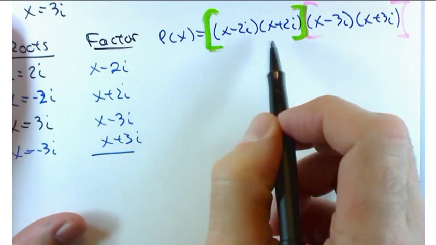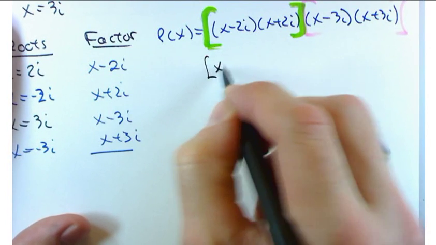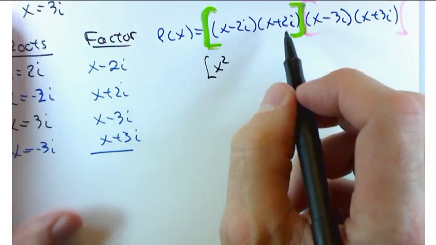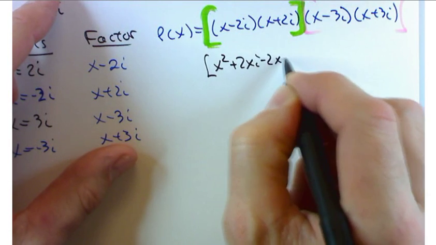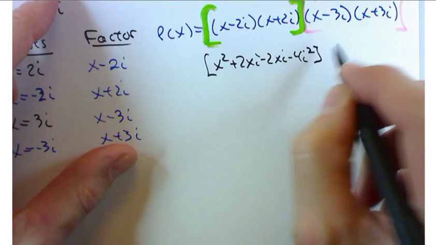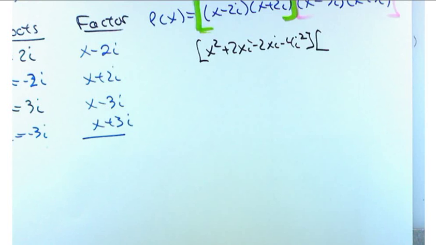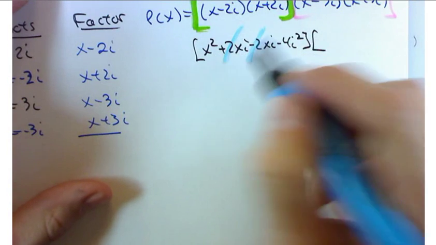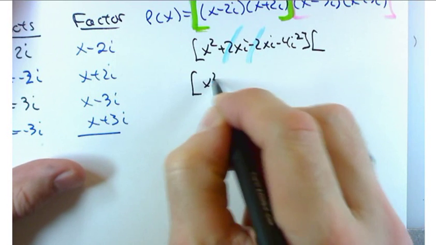Now you may get pretty good at multiplying these things together, and that's fine. I'll get x squared plus 2x plus 2xi minus 2xi minus 4i squared. I need to get some nice cancellation there in the middle. Those will disappear. It'll leave me with x squared plus 4.